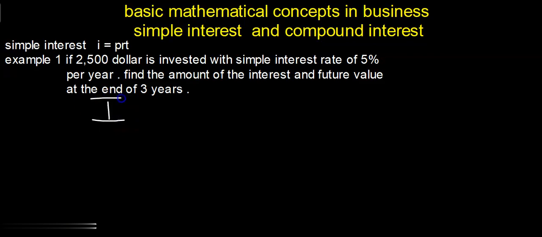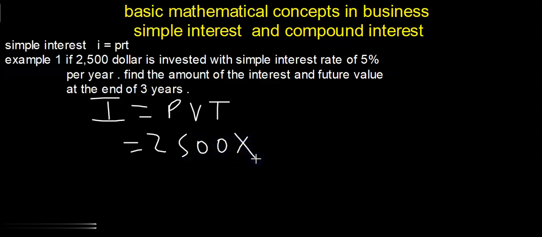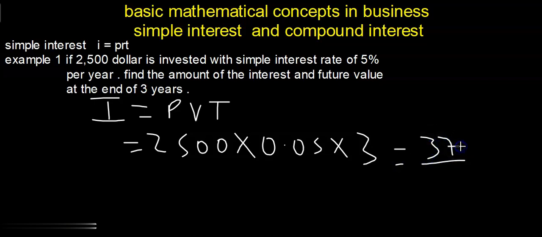My interest, my simple interest, will be PRT. My P value is 2,500, and I'm going to multiply this by my R value. When I change this percent to a decimal, it will be 0.05, and then multiply the whole thing by the time, or by 3. When you multiply this whole thing, you're going to get 375. So 375 will be my answer.